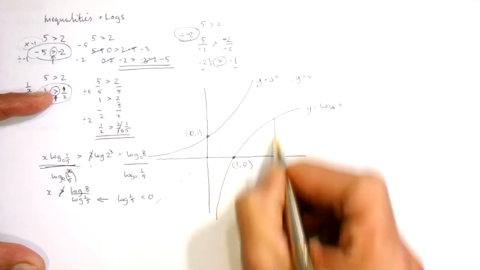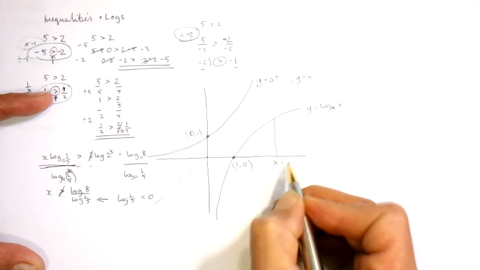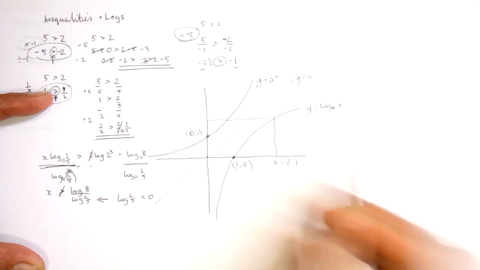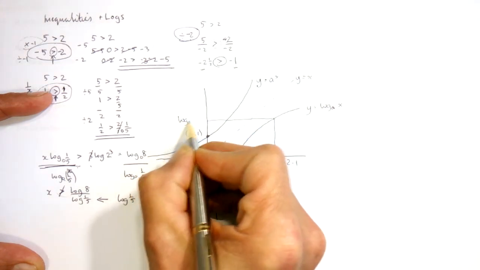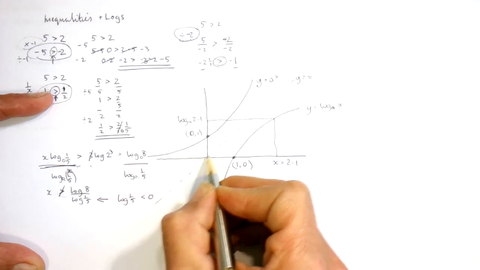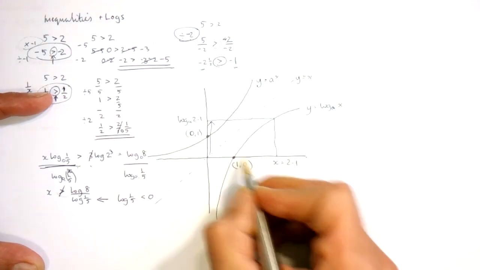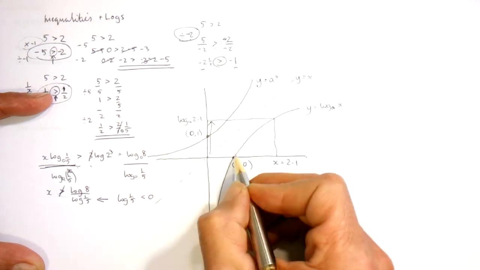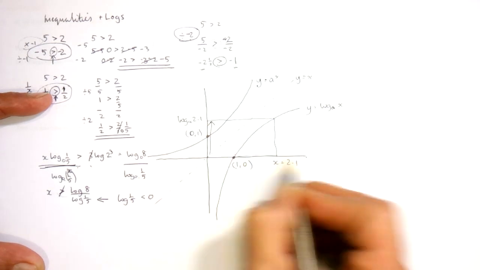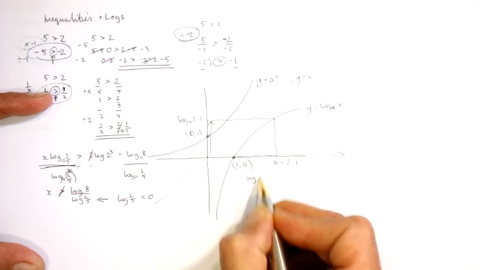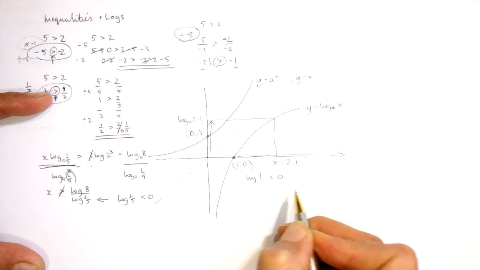So if we choose an x value up here, x is equal to, I don't know, 2.1, then the y value, which is log base a of 2.1, is bigger than 0, look. So that will be the same, obviously not the same value, but it will still be positive if we choose any x value where x is bigger than 1. When we do log of 1, we always get 0, any base.